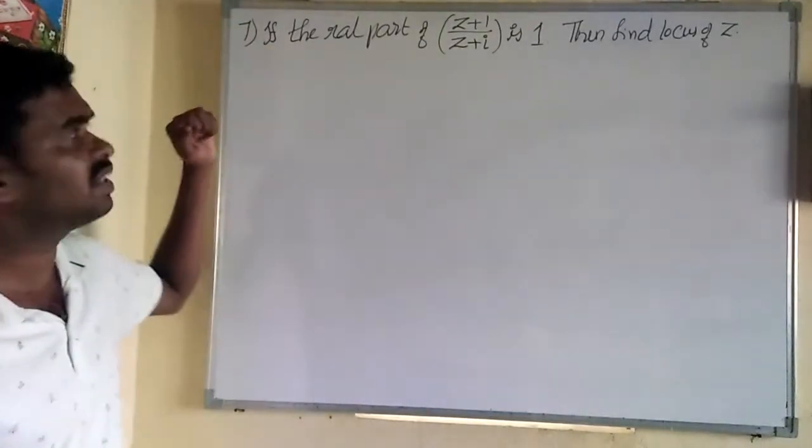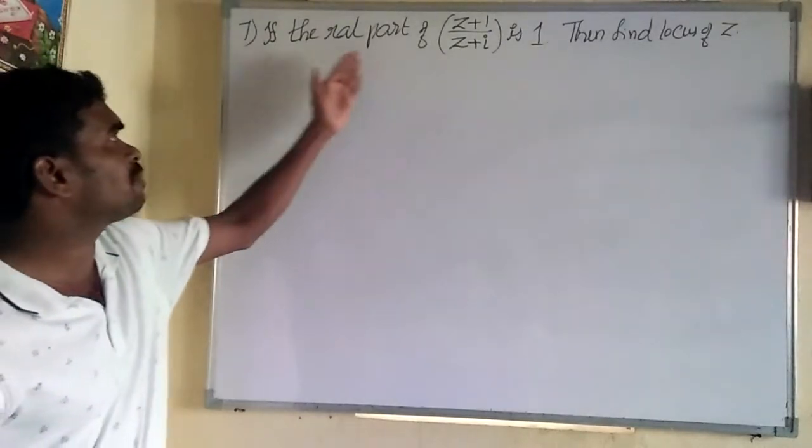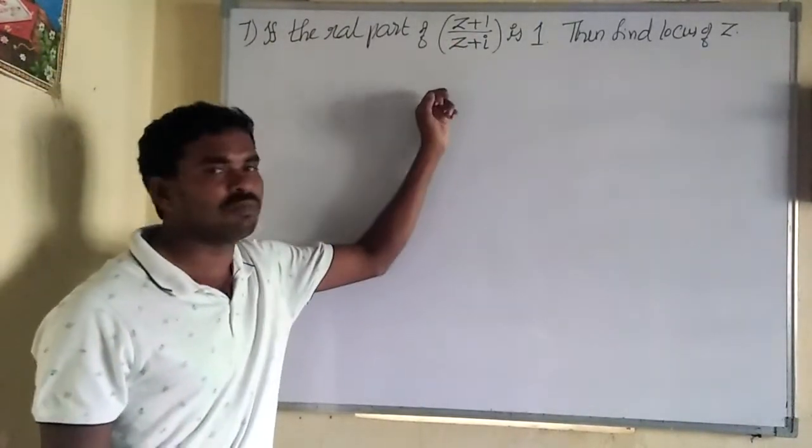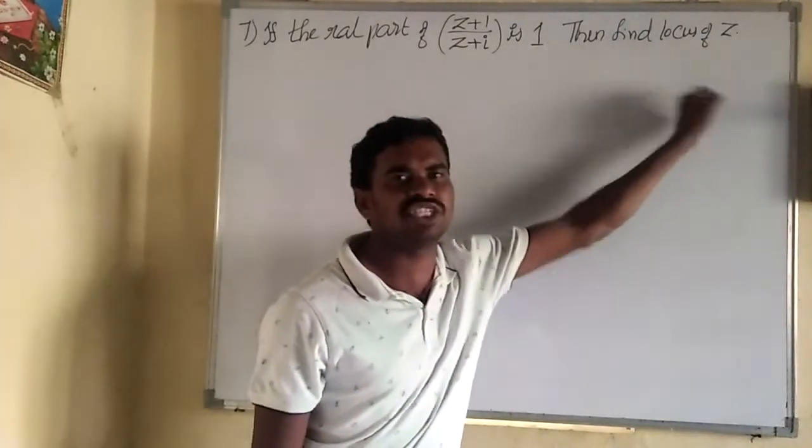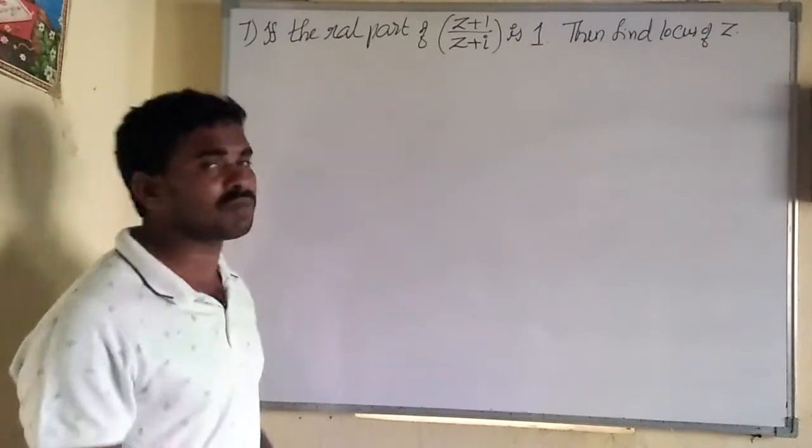Then the 7th question is: if the real part of (z plus 1) by (z plus i) is 1, then find the locus of z. Okay, these are the 4 marks questions.